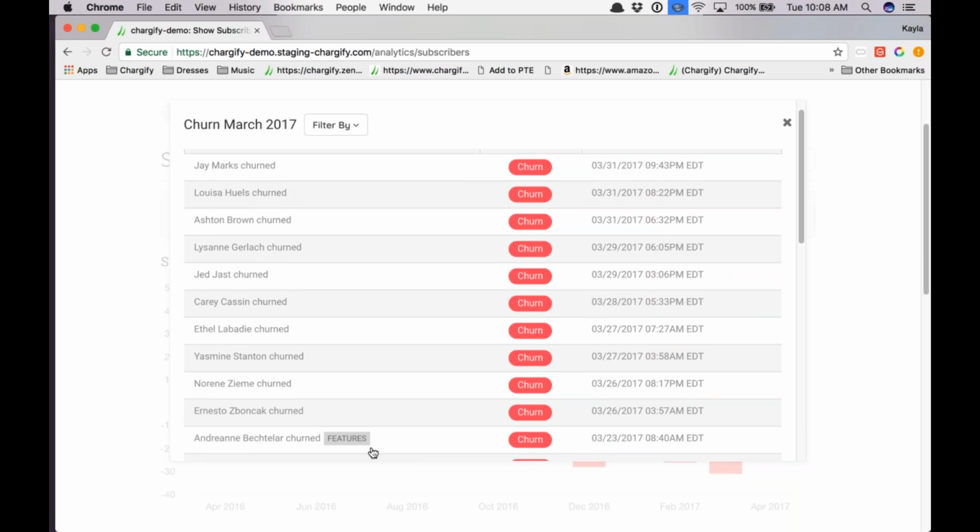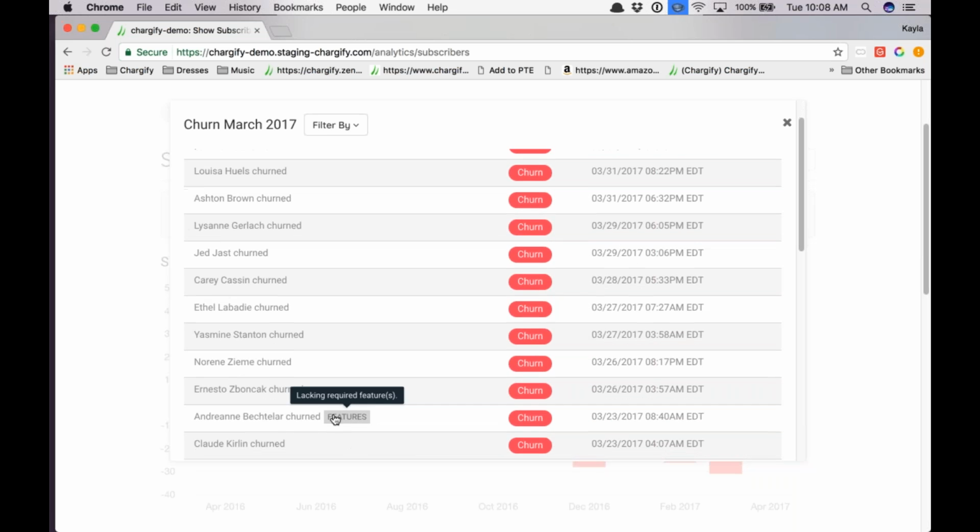So we just launched this new feature called churn codes. And churn codes are very easy to implement. We have a blog that details everything. It's very well documented on our help center as well. So if you have any questions about how to get that up and running, check out those resources.